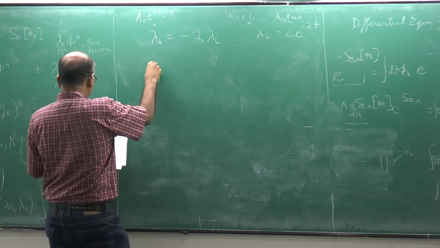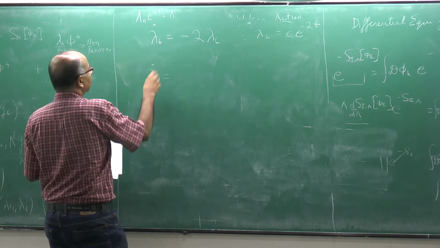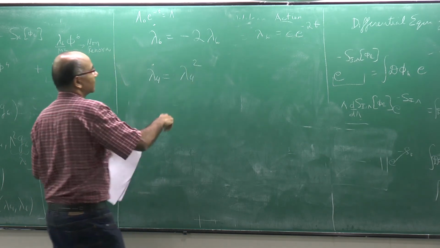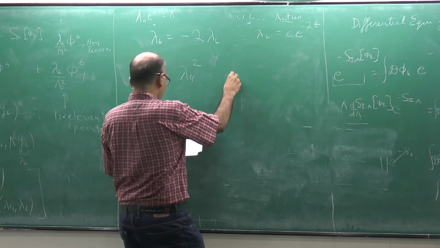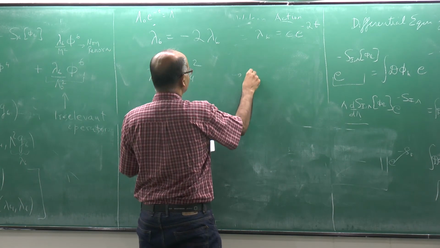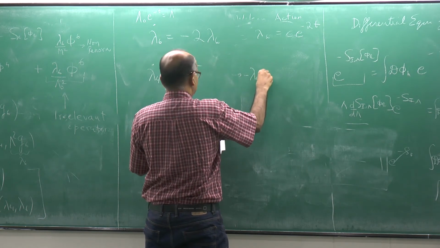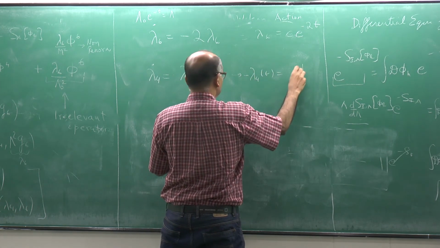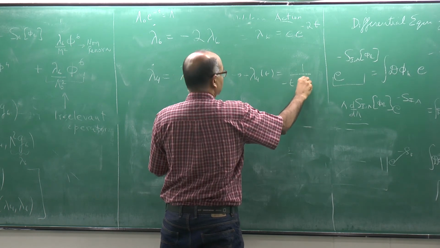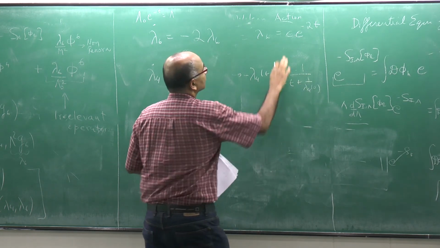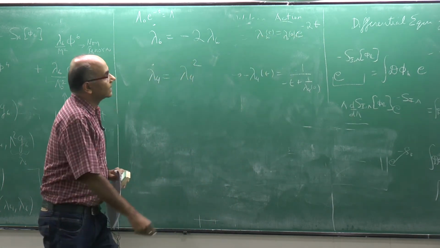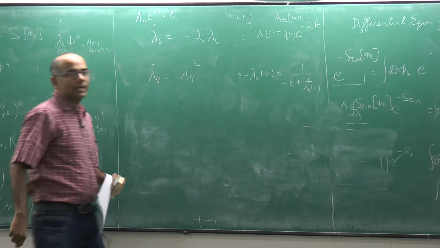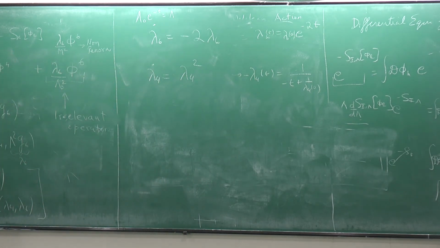And then if you modify this equation, what is the typical equation for lambda 4? Something like this, with some sign here. This will give you an equation that solves it. We know the solution of this. It's lambda 4 of t equals 1 over minus t plus 1 by lambda 4 at 0. This is the typical solution of these equations when there is no coupling between them. This equation is solved.